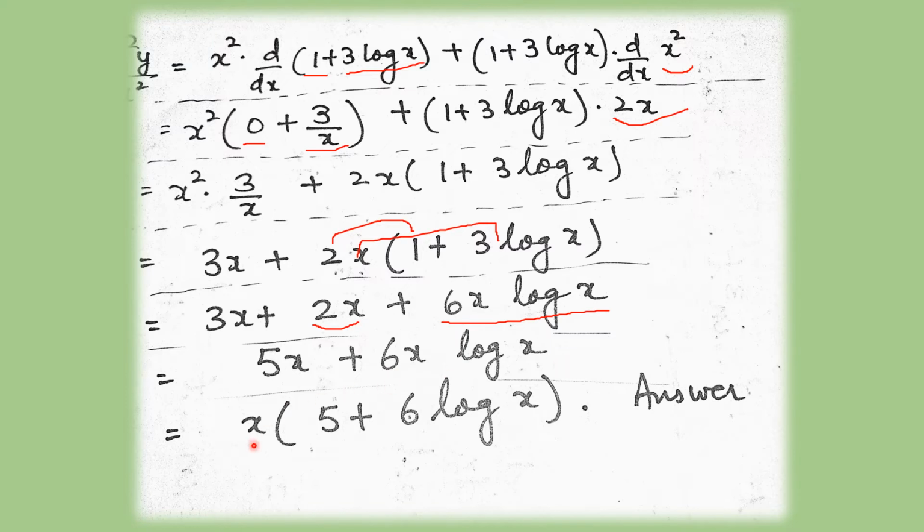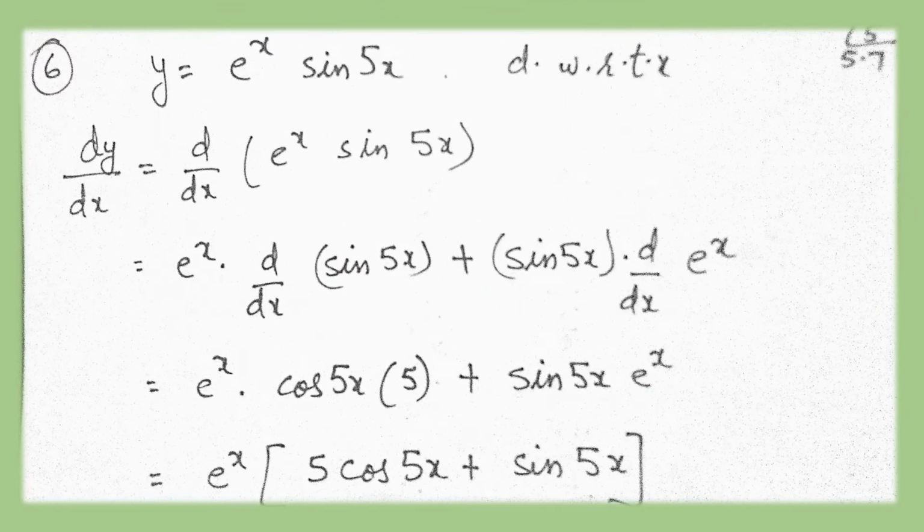Now take x common. You are left with x bracket starts 5 plus 6 log of x. So this is the answer to the question number 5. Clear? Next question is question number 6.